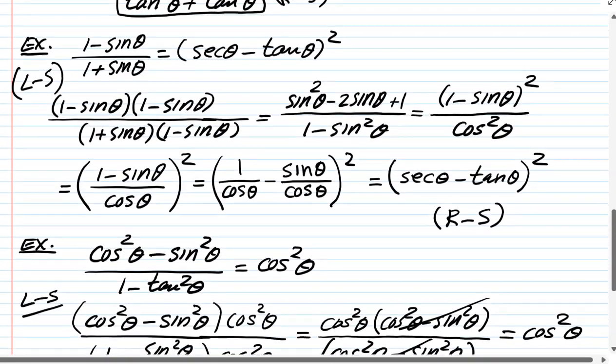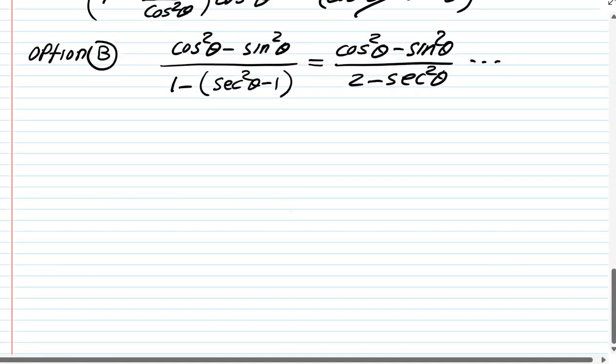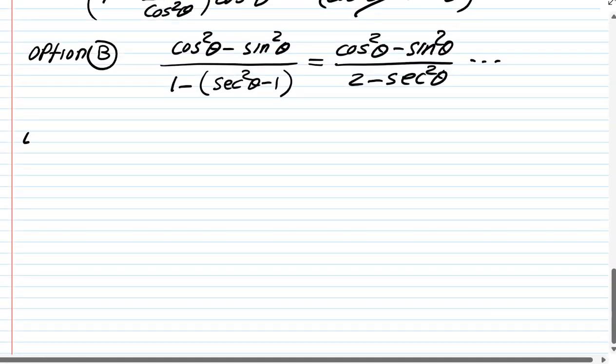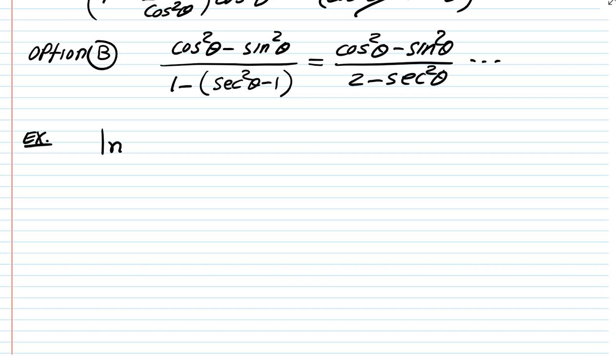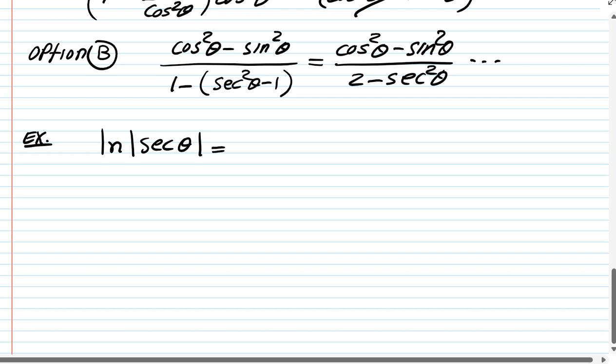Okay, and what else? Now let's do one last one. This one is a little different. The reason I'm doing it is because in calculus, some of these formulas, like this one in particular, you may see in another alternate version. Let's say I want to simplify this using the reciprocal identity, and this is ln of secant, which is 1 over cosine.